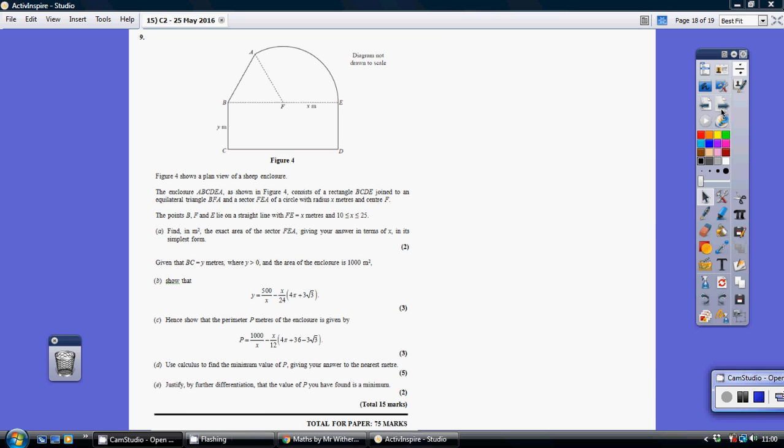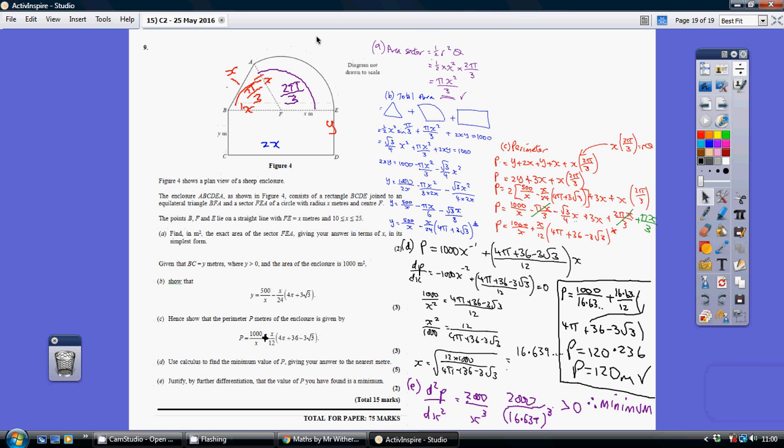Question 9. So for part A, we've got to find the area of the sector FEA. Okay, so we're going to use the formula half r squared theta. Obviously the radius is x, so it's going to be half x squared.